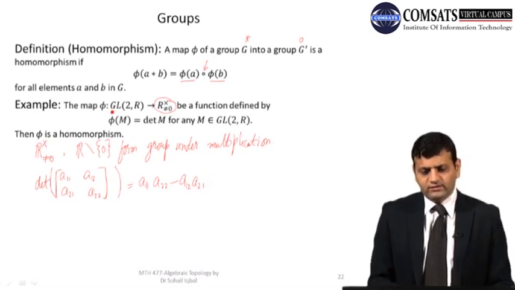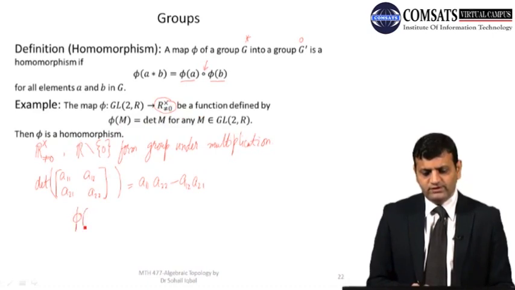So this function phi, which is from the set of all invertible 2 cross 2 matrices with entries from the set of real numbers to R under multiplication, non-zero real numbers, is a function defined by this. Then this function is a homomorphism. So why is this a homomorphism?